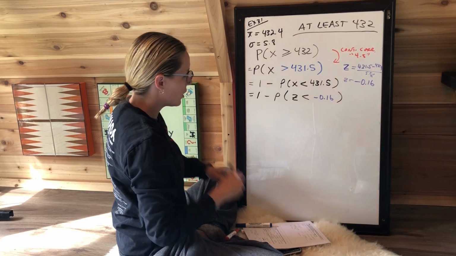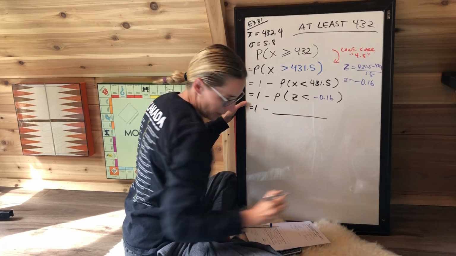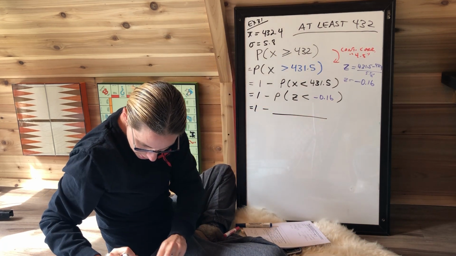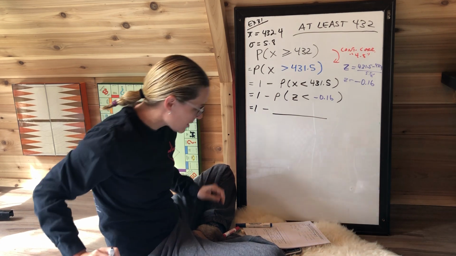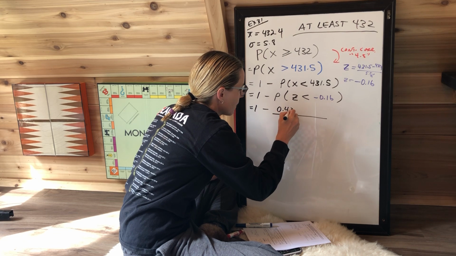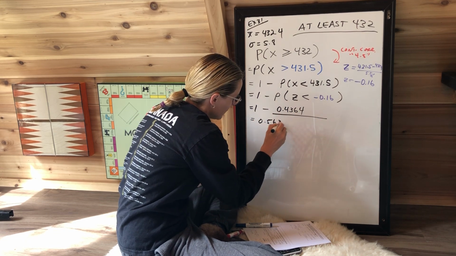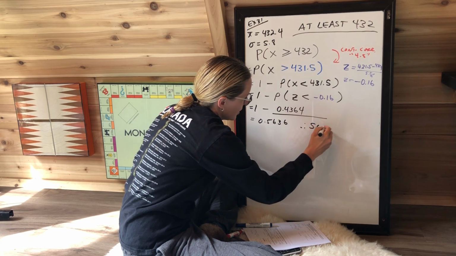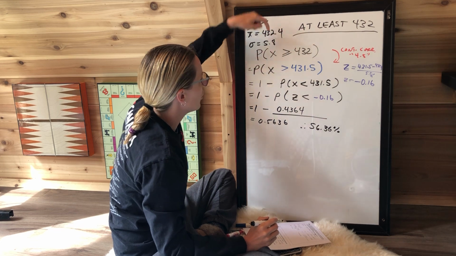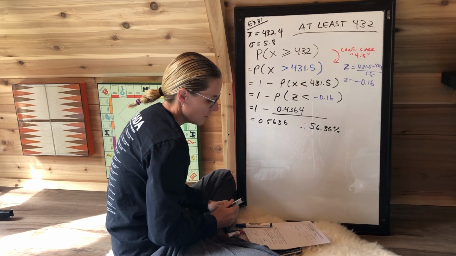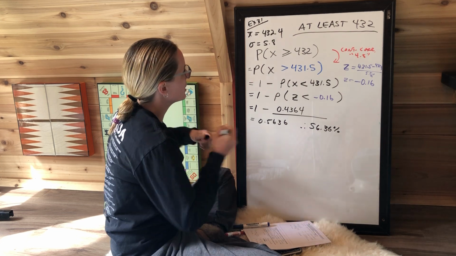Okay, so then it's just a matter, once you get a z-score, you simply look this up in the back of the book. Negative 0.16 is 0.4364. When I subtract that from 1, I get 56.36% of all the nut packages have at least 432 in there. Okay, just above 56%. Not an overly difficult question.